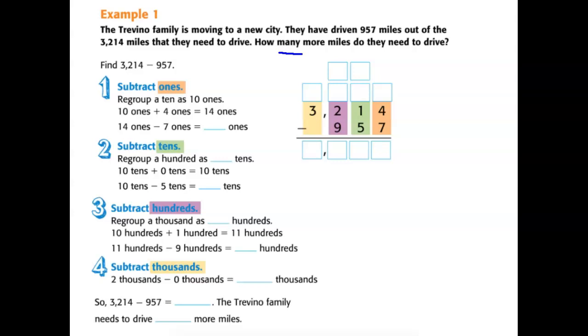And I know that they've driven 957 miles. I need to figure out how many more miles they need to drive. All right, so the first thing you need to do, this is your problem. It's find 3,214 minus 957.